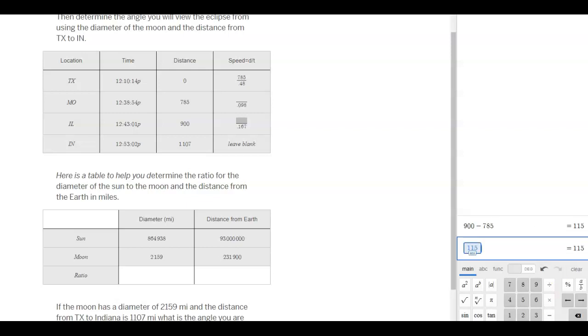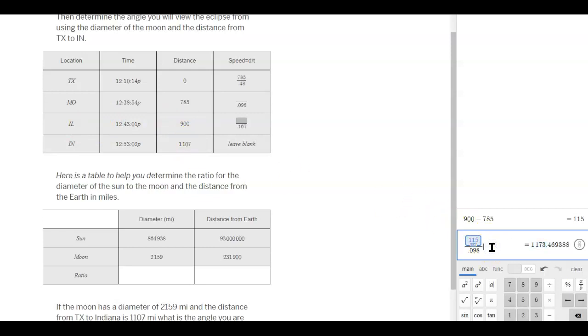So 115 divided by 0.098 is equal to a speed of 1,173. Then we're going to go from Illinois to Indiana.